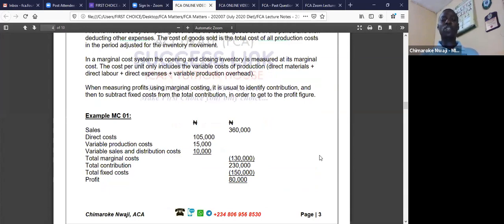Now your direct costs. What are these direct costs? These are your direct material, your direct labor, your direct expenses. I can call them prime costs. They all amount to 105. Then you have your variable production overhead, which is 15,000. You add it there. Then you see that there is variable sales and distribution costs, which is 10,000.